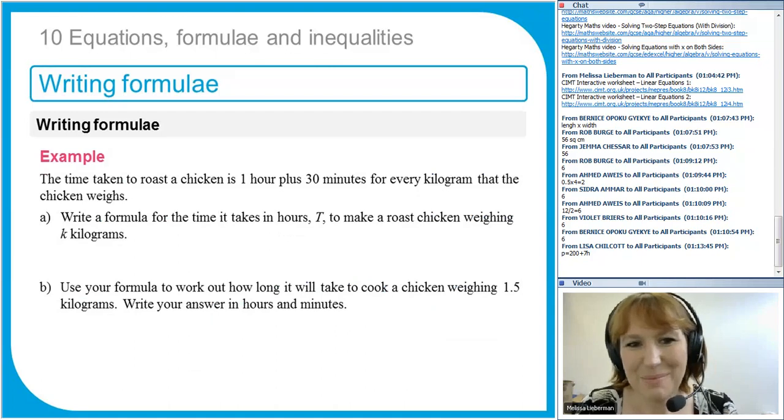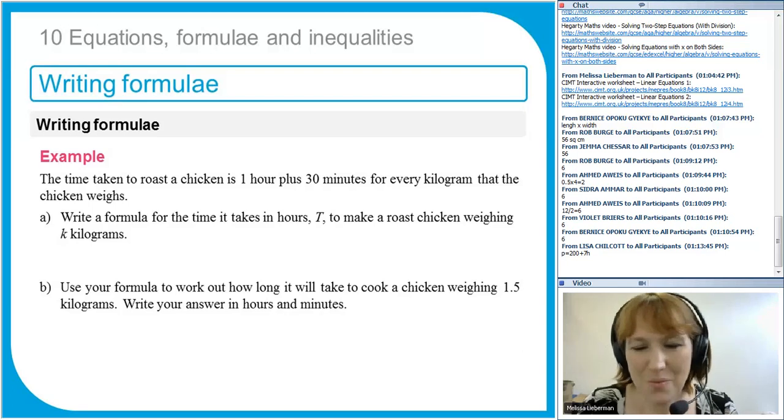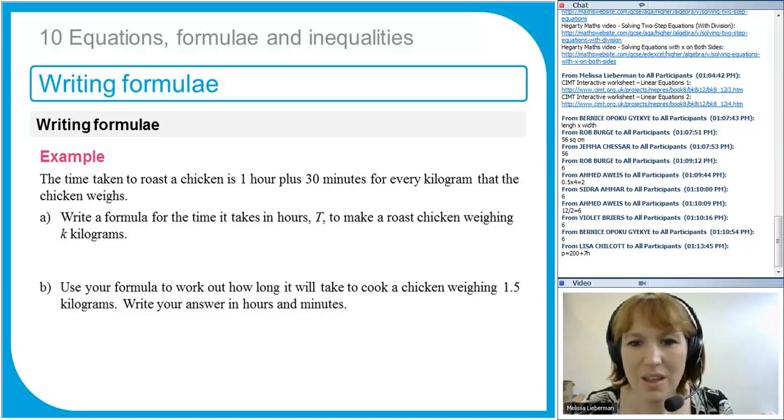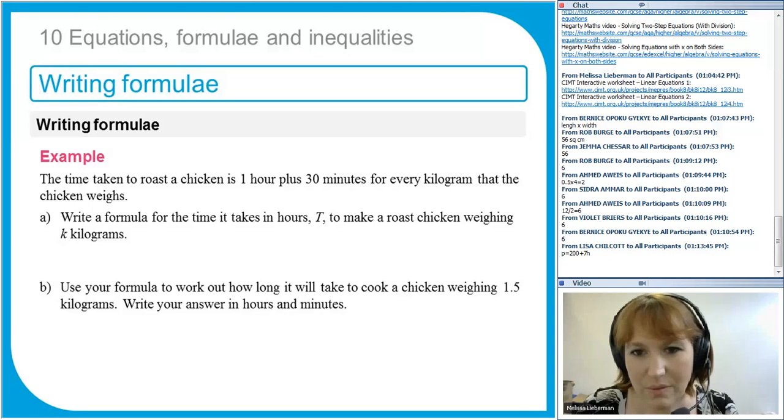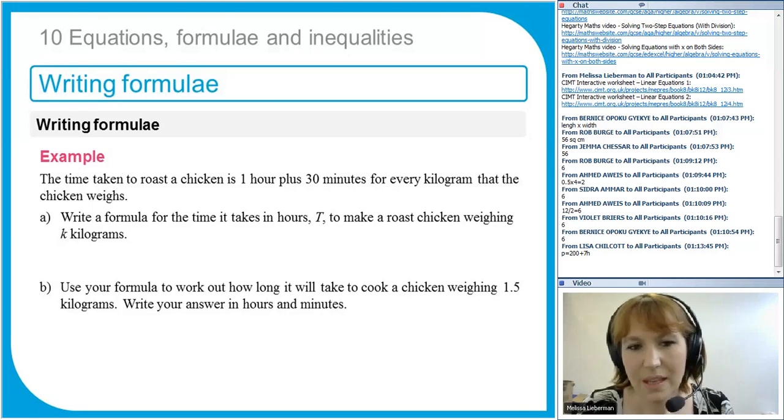The time taken to roast chicken is 1 hour plus 30 minutes for every kilogram that the chicken weighs. Now you've probably seen this on your supermarket packaging. You think, oh, how do I work that out? So you've got your fixed amount, 1 hour, and then you add on 30 minutes. Remember, always look for every. For every always implies there's going to be some multiplying at some point.